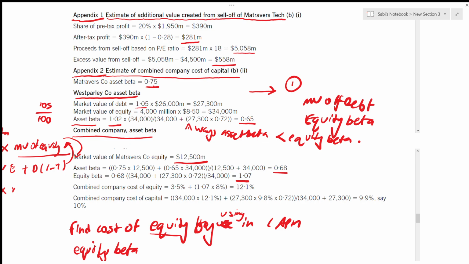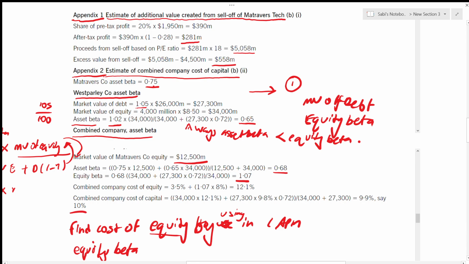What is WACC? Cost of equity plus cost of debt. So let's go to the combined company's cost of capital. 34,000, because equity is 34, multiplied by cost of equity, right? Second portion deals with the debt. Debt is 27,300. Multiply by 9.87%, because they told that the pre-tax cost of debt for the combined company is 9.8%. So you have to adjust for tax. That's why multiply by 0.72. Divide the whole thing by equity plus debt, 34 and 27. So you are getting 9.9. You're rounding it to 10%. So 10% is your WACC.